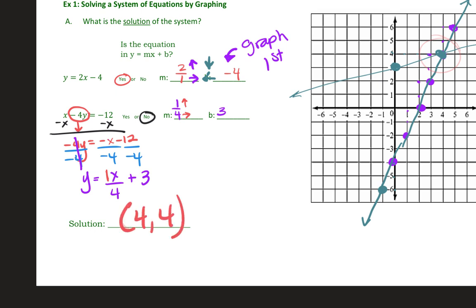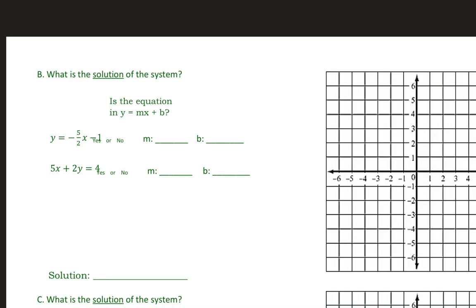All right, let's go over to the back side. All right, let's look at the first one. Is the first one in slope-intercept form? Yes, I know my equation is off a bit. I apologize for that. What is our slope? Negative 5 over 2, and our y-intercept is negative 1.